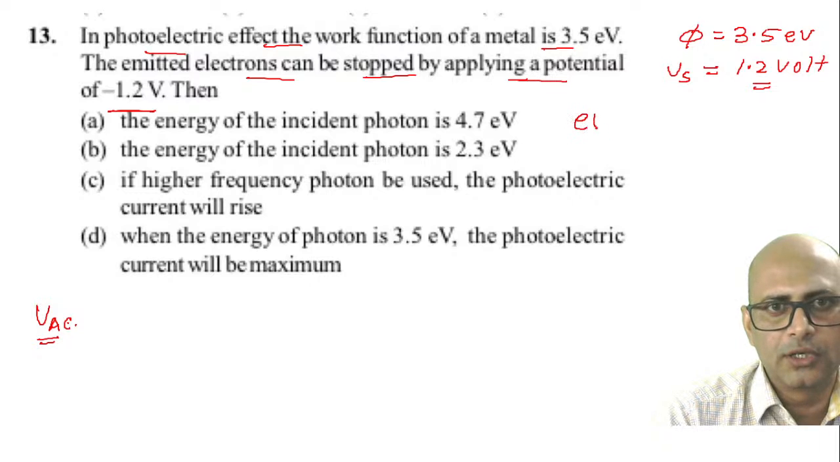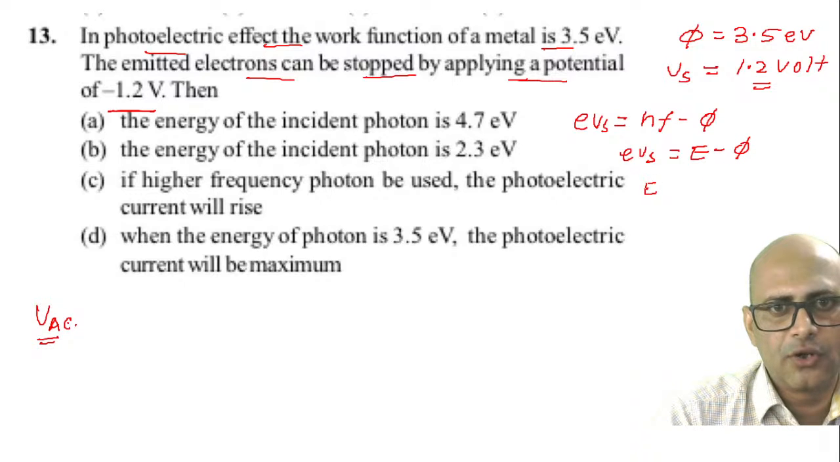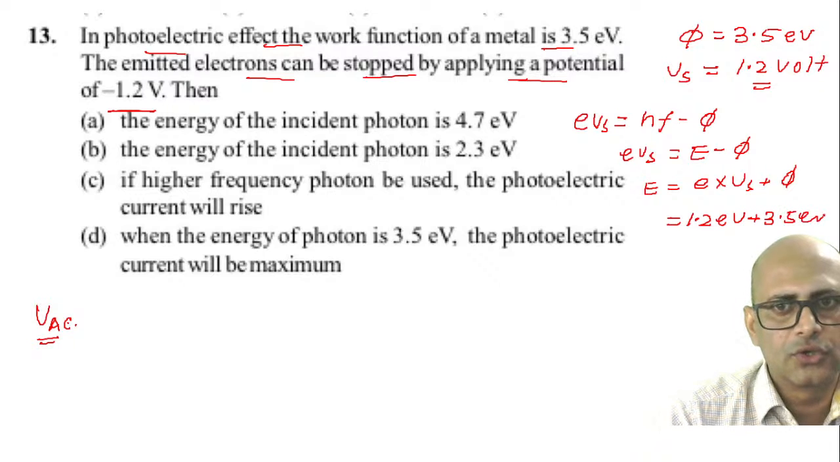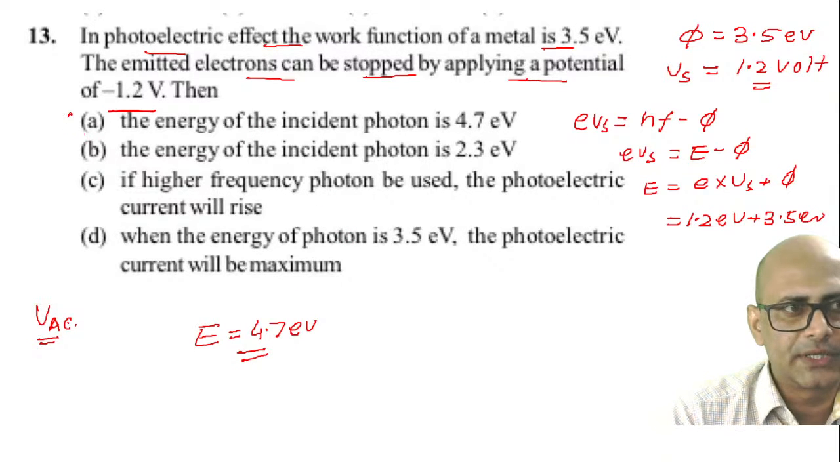Then we have the formula eVs is equal to hf minus phi, or eVs is equal to energy of photon minus phi. So what could be the energy of photon? It is e times the stopping potential plus phi. So that will be 1.2 electron volt plus 3.5 electron volt. So the energy of the photon will be 4.7 electron volt. So the correct option is A.